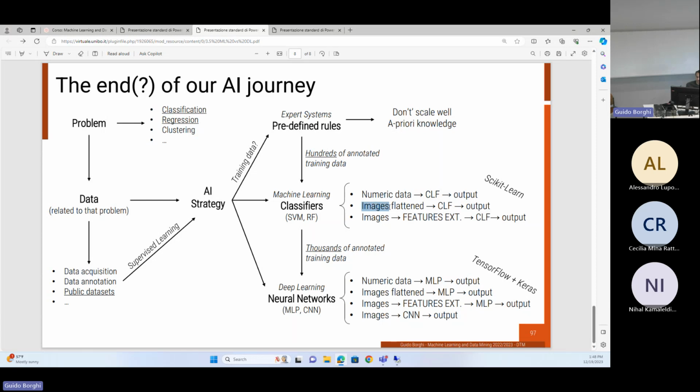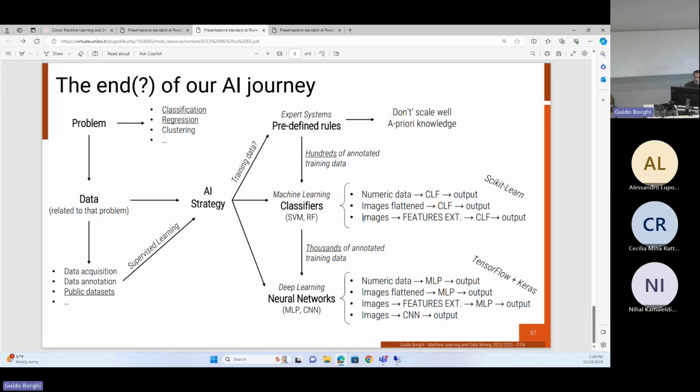If we have images, as input we can have an image flattened, so we can use a flatten technique in order to flatten the 2D dimension of the image and to have the input for our classifier. Or for high dimensional data such as images, we can use a feature extraction technique in order to have a vector of values that is the input of our classifier. All this part can be done with the scikit-learn library.